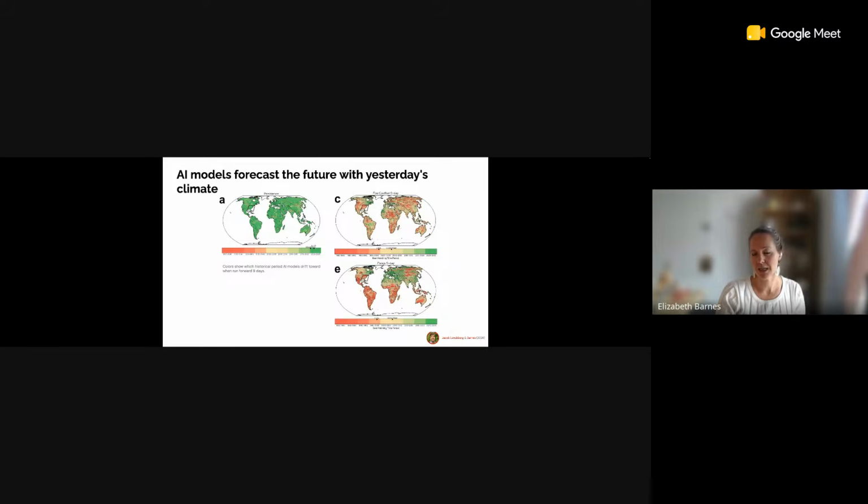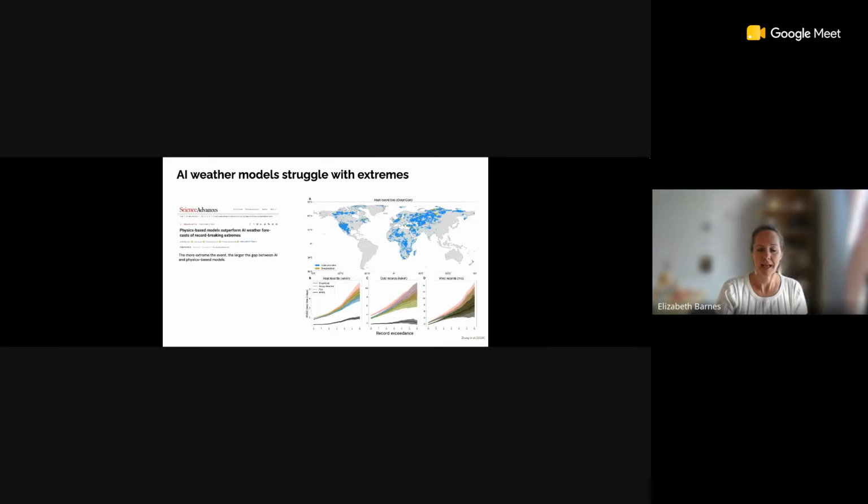And so this has implications, again, not just for future climate in 2040, but for the forecasts we're making for this week, for example. And in fact, another study came out just a few months ago that corroborates this, really showing that physics-based models still outperform our AI forecasts of record-breaking extremes. Because again, it's the extremes where this non-stationarity is most prominent.